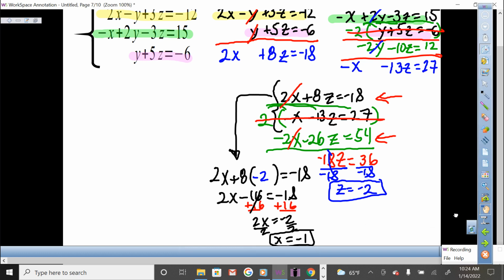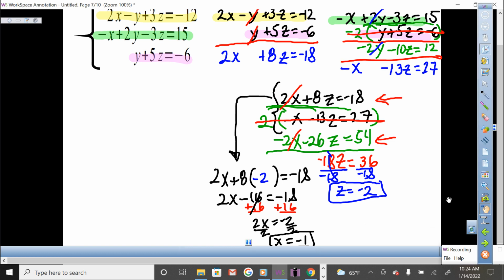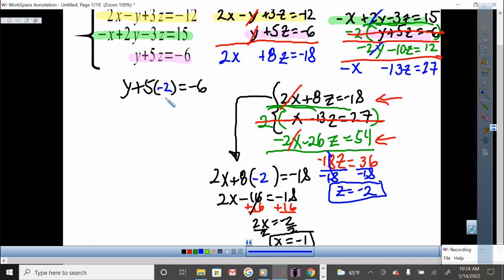So, now that we have x and z, which is the only value that we need to solve for? Y. So we go to the very beginning and pick one of the three equations. It doesn't matter which one, pick the easiest one to solve for y. Now that we have the values for x and z, which one do you want to use? The last one, yeah. Let's pick this one. So y plus 5 times z equals negative 6. Z is negative 2. So y minus 10 equals negative 6 plus 10 plus 10, y equals 4.